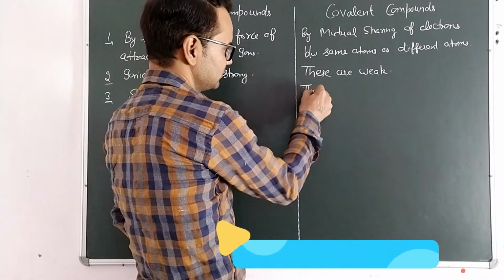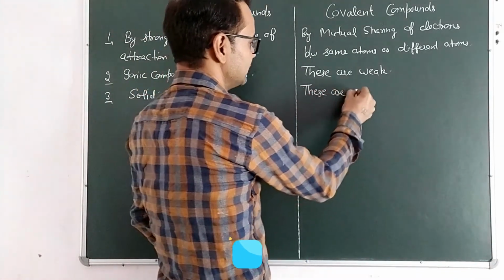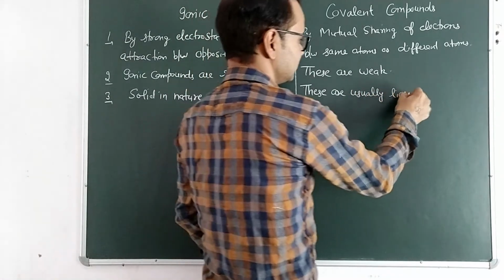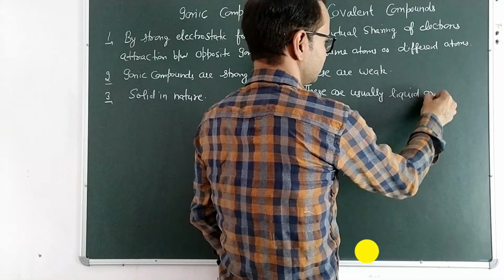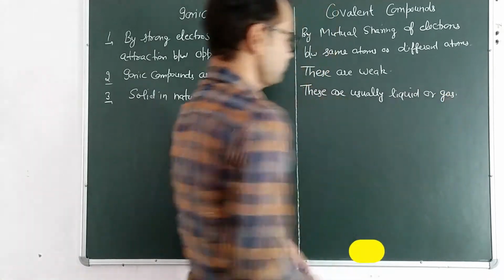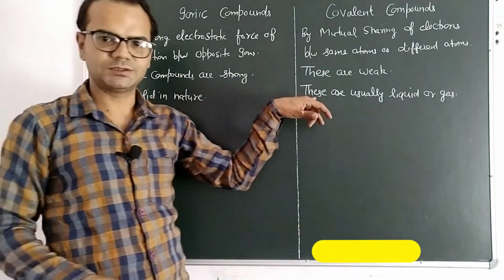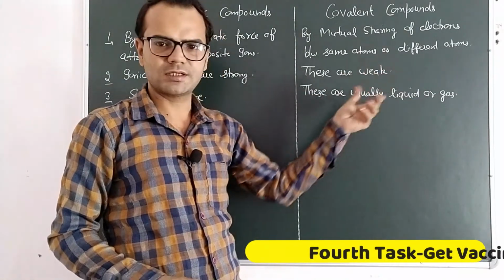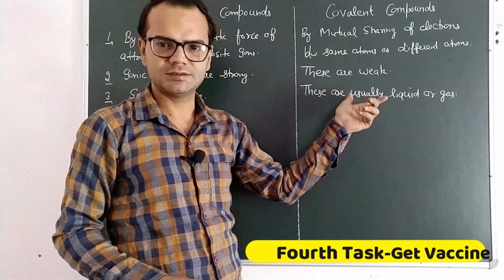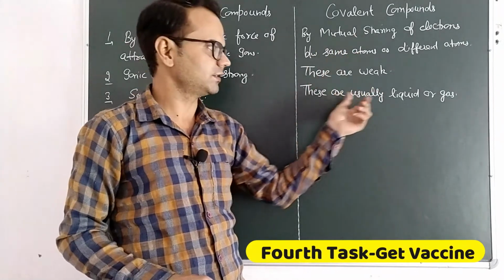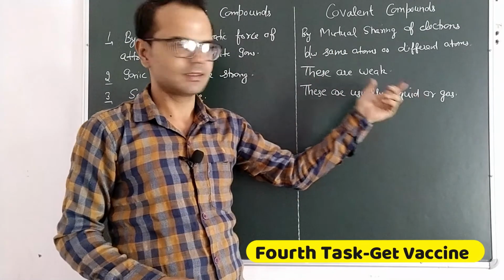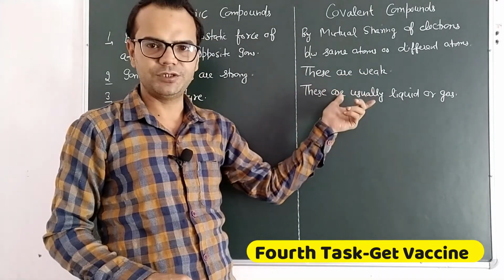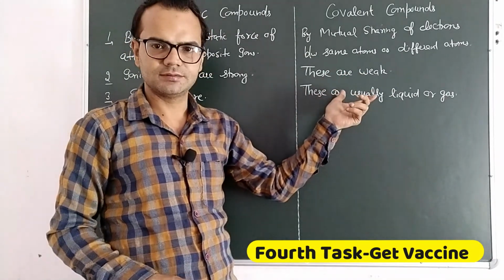Covalent compounds are usually liquid or gas. Some covalent compounds are also solid, but only in exceptional cases. Usually covalent compounds are liquid or gas, as oxygen, nitrogen, and hydrogen are all covalently bonded and they are gases.